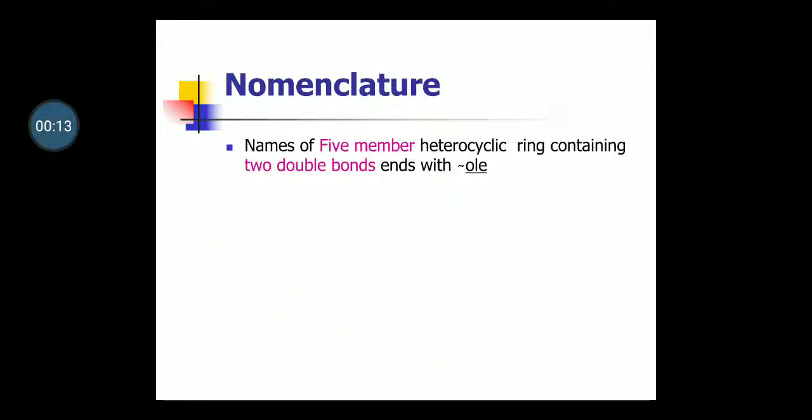So, nomenclature we were discussing, some of actually two rules we already discussed. The name of a five-membered heterocyclic ring containing two double bonds ends with OLE. For example, this is the five-membered ring containing two double bonds and one heteroatom. So accordingly, it is a pyrrole. Next, imidazole, which has a five-membered ring containing two double bonds, so obviously it will end with OLE, and imida stands for two nitrogen at relative positions 1 and 3.